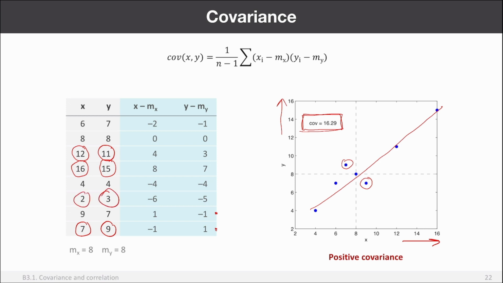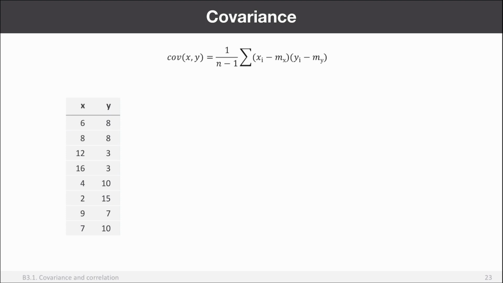Okay. Now let me show you another example. In this case, you can see that, again, if you look at the data, this is large, this is small, this is large, this is small, this is small, this is large, right?